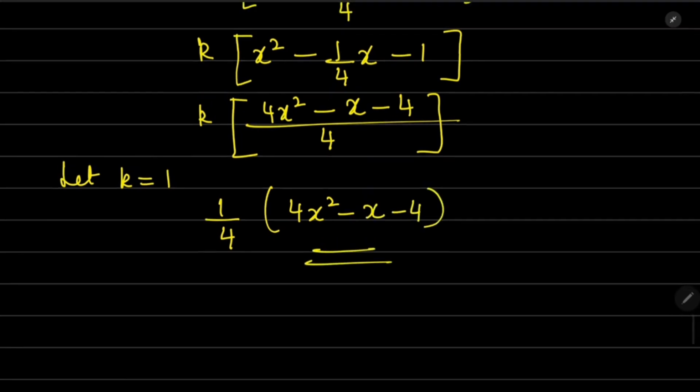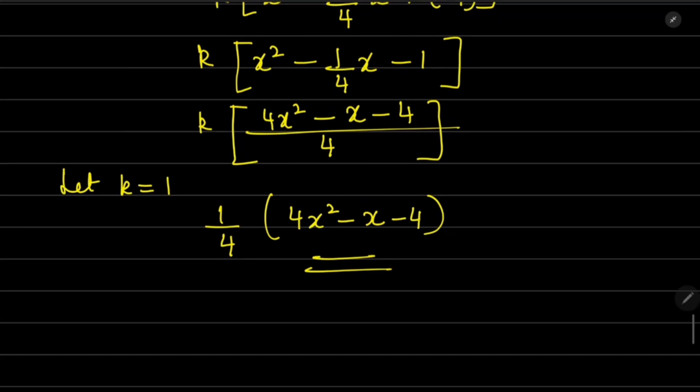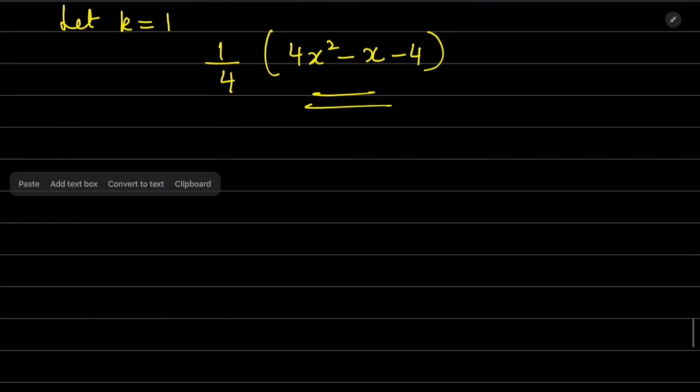Now, if you take k equal to 4, then 4 and 4 will get cancelled, and this is your answer. So everything is correct. Whatever be the value of k that you substitute, that answer is correct. It is not necessary that you have to take k equal to 1. Remember it. Now let us go ahead and do the second problem.